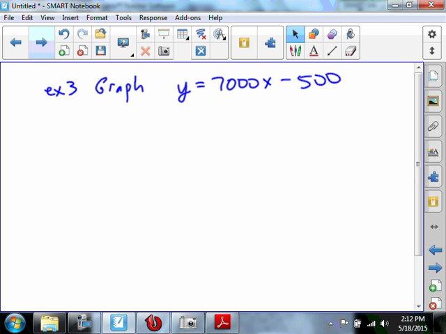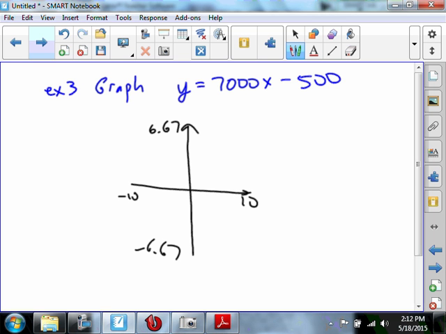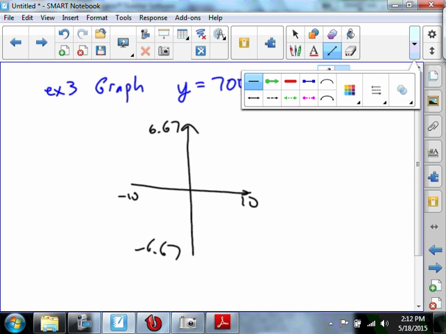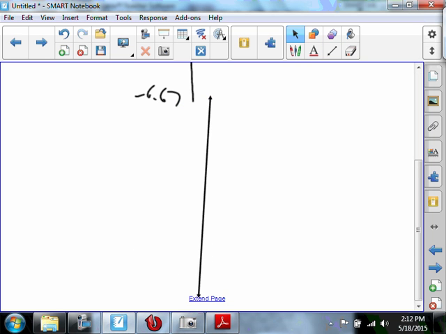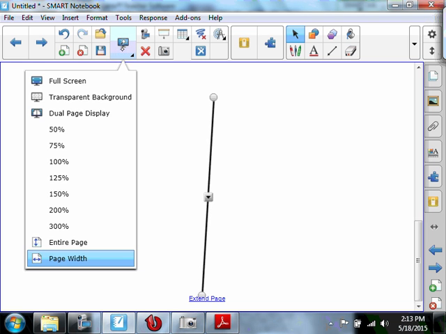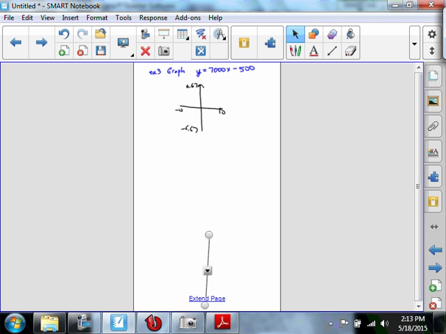So if we graph this, we're probably not going to see much on our standard window, are we? It goes from negative 10 to 10 and 6.67 to negative 6.67. We're not going to see a blasted thing because the graph's going to have a very steep slope. It's going to have a slope so steep that it's going to seem like a vertical line, and the line's going to be so far down here that we're not going to see anything. So how do we set up a good window?